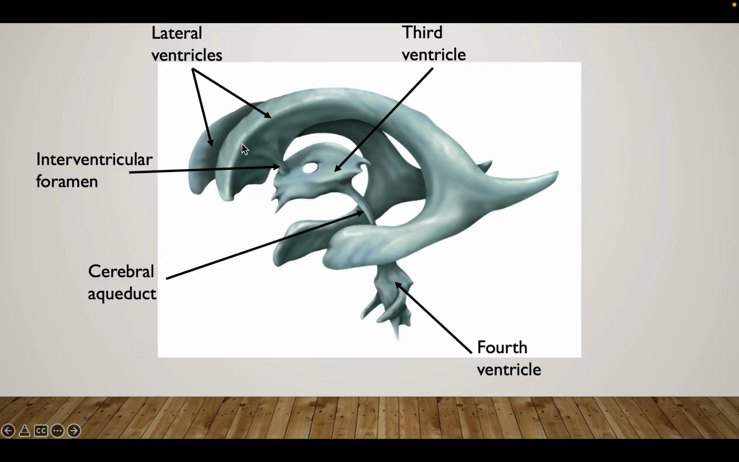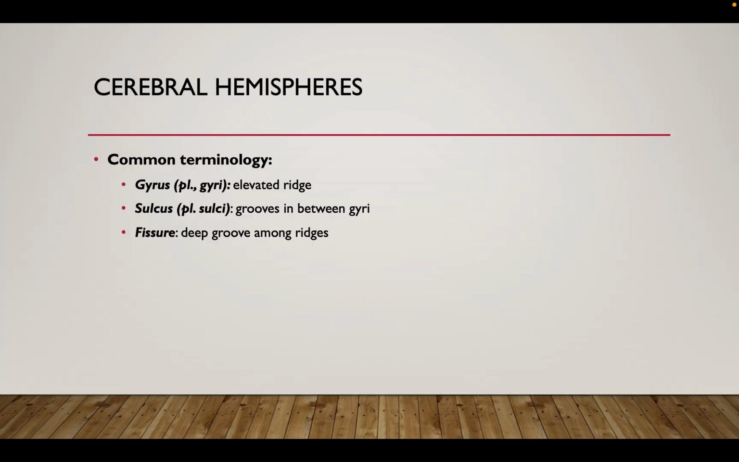So here's another image showing that 2 lateral, 1 third, and a fourth, along with the cerebral aqueduct and an interventricular foramen. We'll talk specifically about kind of where you can find these in the brain and how you're able to identify them during a dissection. So we will stop there, and we'll pick up with cerebral hemispheres and some other terminology in part 2.